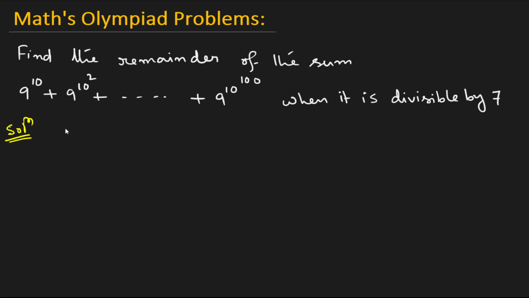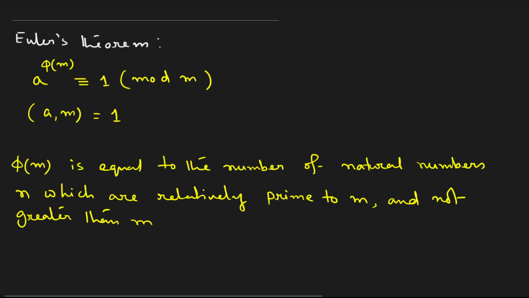In Euler's theorem, it is given that if the HCF of these two numbers, 9 and 7, is 1, then we can use Euler's theorem. Now what is Euler's theorem? This is the statement: if the HCF of a and m is 1, then you can write a to the power phi of m is congruent to 1 modulo m. So the condition is that the HCF of a and m should be 1. Then you can write this congruence.